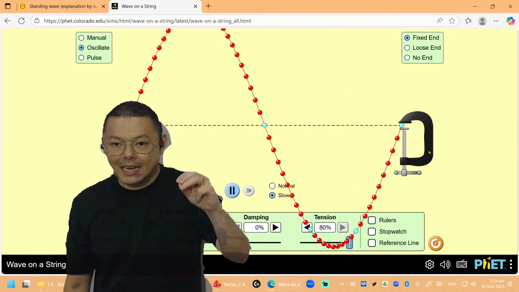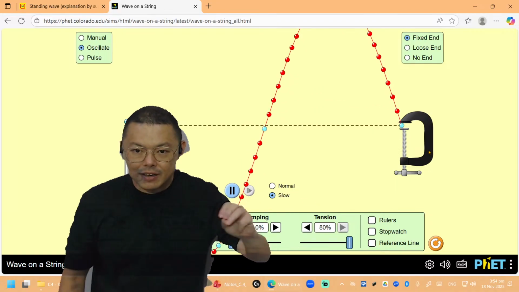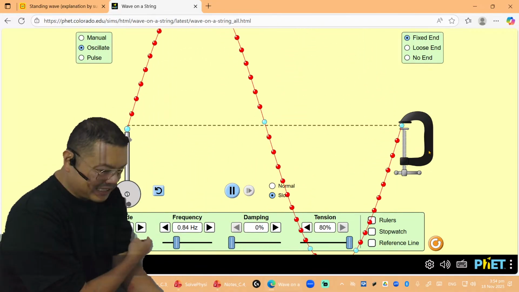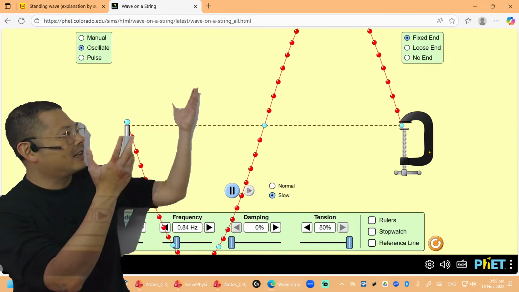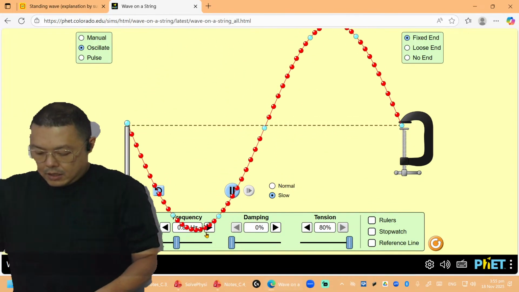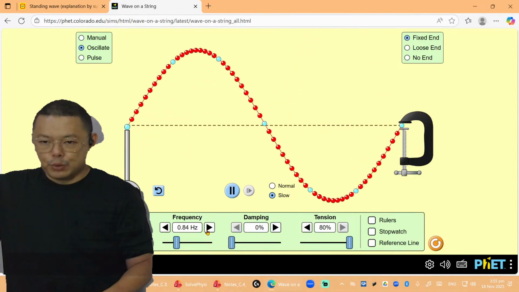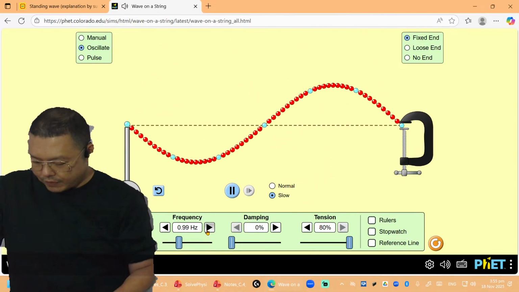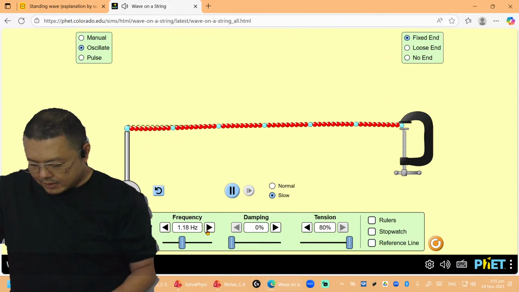But you must get it at the right frequency. You cannot just increase the frequency indefinitely and get a standing wave. Right? Tell me, what's the next one after this frequency? It's 1.26. Yeah, 1.26. So we try for 1.26. Okay, 1.26.